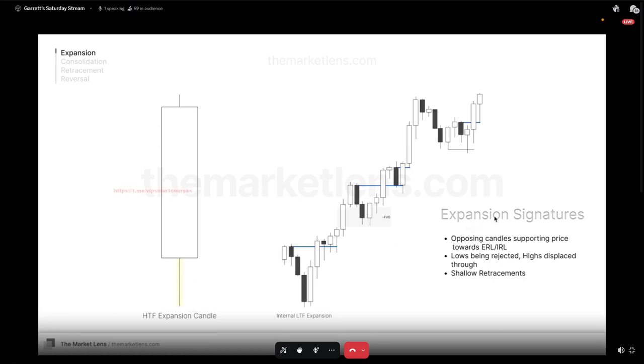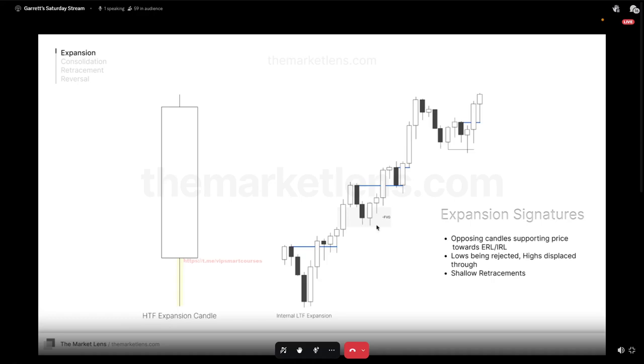All right, so what about the expansion signature? So within this candle, you're going to have an expansion, right? That makes up this candle, obviously. So the signature of expansion is opposing candle supporting price towards ERL or IRL. ERL or IRL just being the draws on liquidity. Those are the only things we target. Also maybe premium discount of a range, but you know what I mean, right? We want to see PD arrays like fair value gaps and opposing candles support price to our draw on liquidity, to put it really simply, right?